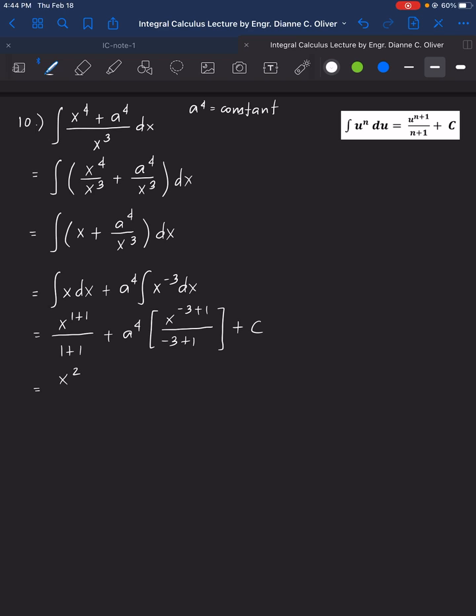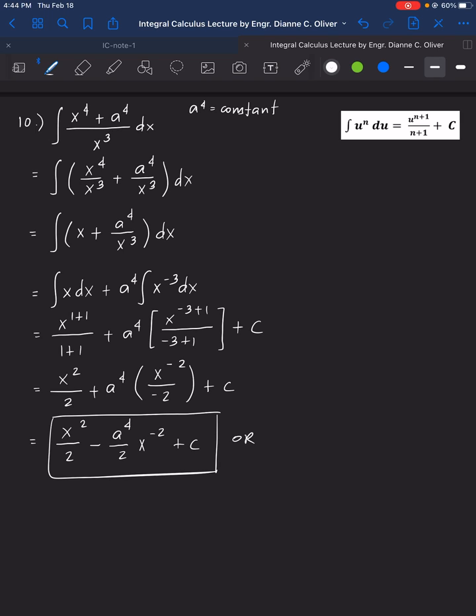This is equal to x squared all over 2 plus a raised to 4, and this becomes x raised to negative 2 all over negative 2 plus c. So we have here x squared all over 2 plus, or this becomes minus. So this becomes minus a raised to 4 all over 2 times x raised to negative 2 plus c. So this is x squared all over 2 minus a raised to 4 all over 2x squared plus c.